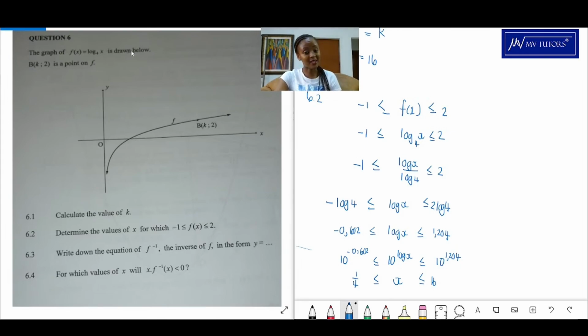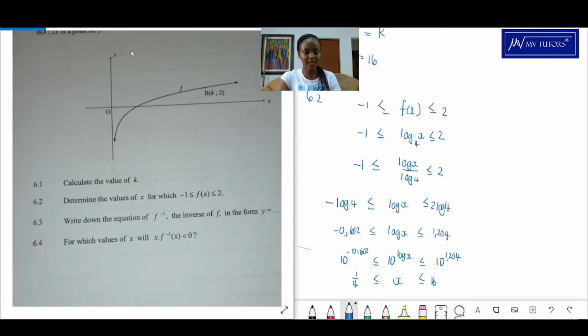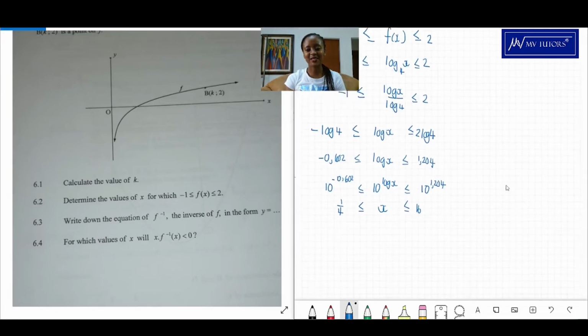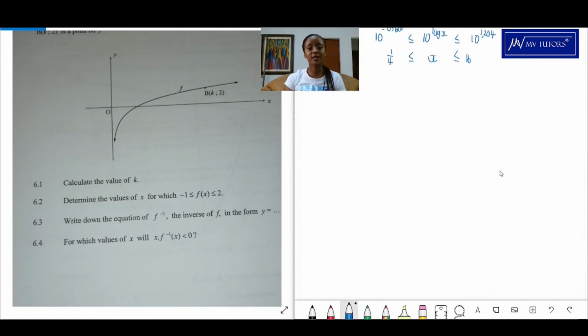We've determined the values of x. This probably wasn't a lot of marks. I can't see the mark allocation at the moment, but as long as you get the answer. I might be showing a longer route, but it's a route that you understand what's actually going on. Now we go to 6.3.